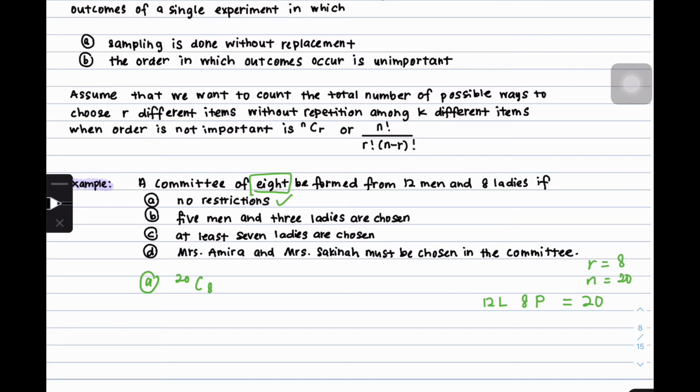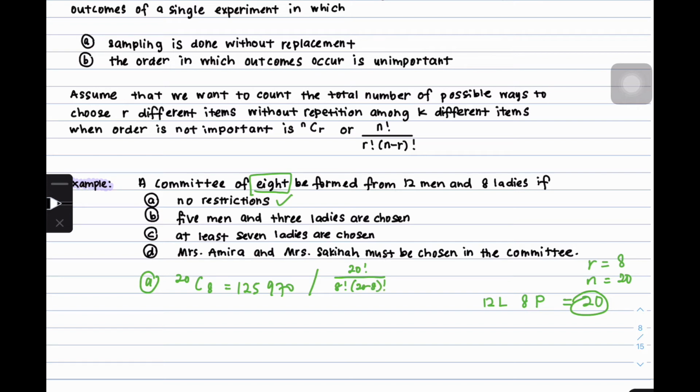Okay, so kita nak pilih daripada 20 total yang kita ada ini, kita nak pilih 8. So 20 choose 8. So you can tekan calculator. You will get it's equal to 125,970 ways to choose. Okay, ataupun boleh guna formula tadi. 20 factorial bahagi dengan 8 factorial darab dengan 20 tolak 8 factorial. Okay, so you will get the same answer.